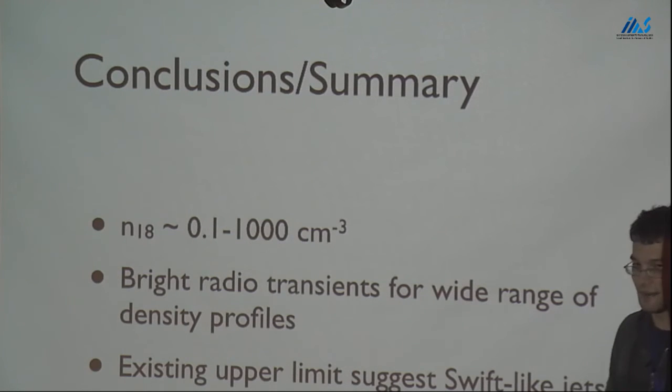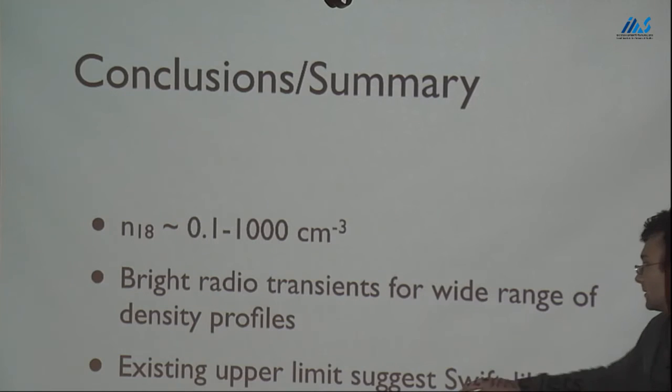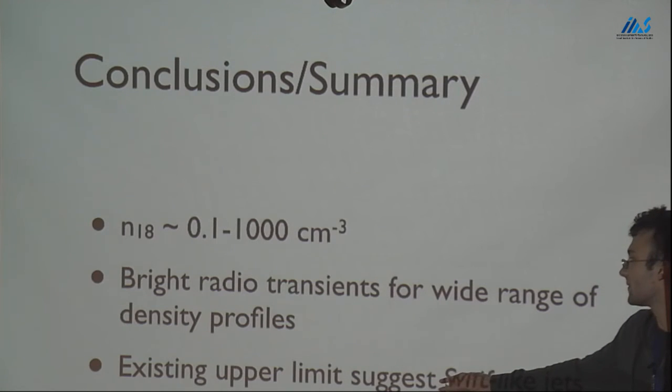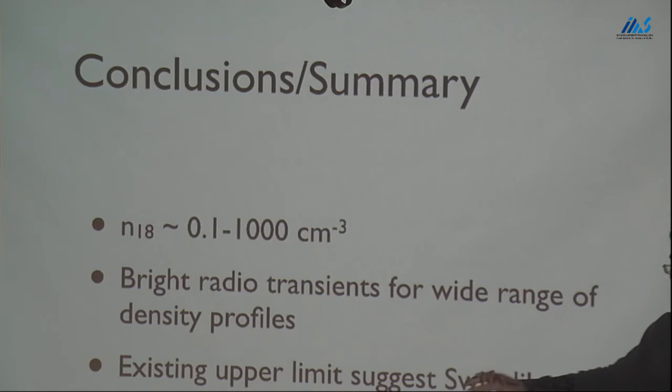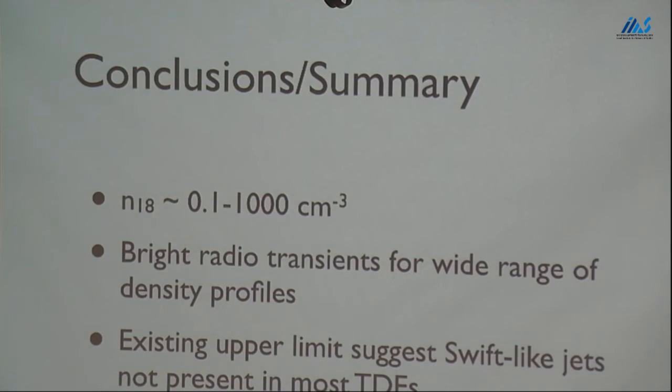And then given the existing upper limits and our light curves, this suggests that Swift-like jets are not present in most tidal disruption event candidates. And so the implication of this is that Swift-like jets are intrinsically rare in tidal disruption events.